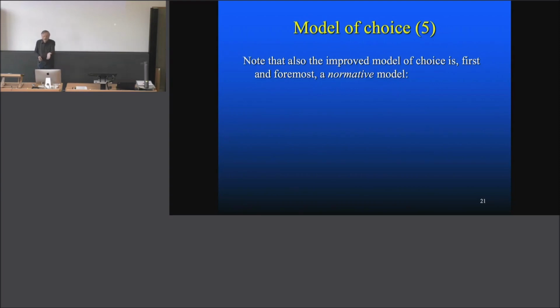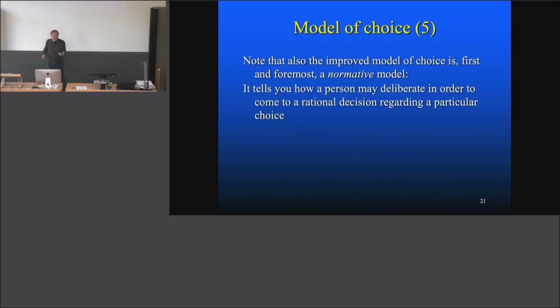Right? How did I get to this model? Well, I told you a story, and a plausible story. Did I make any empirical investigation? No. You made such choices, I made such choices, and it's just a just-so story, but it's obvious that it's reasonable to do it this way. But it's not an empirical model. It doesn't tell you empirically how people behave. This is the subject matter of another discipline, in fact. It's empirical research on choices. It tells you how a person may deliberate in order to come to a rational decision regarding a particular choice. It's not an empirical theory.